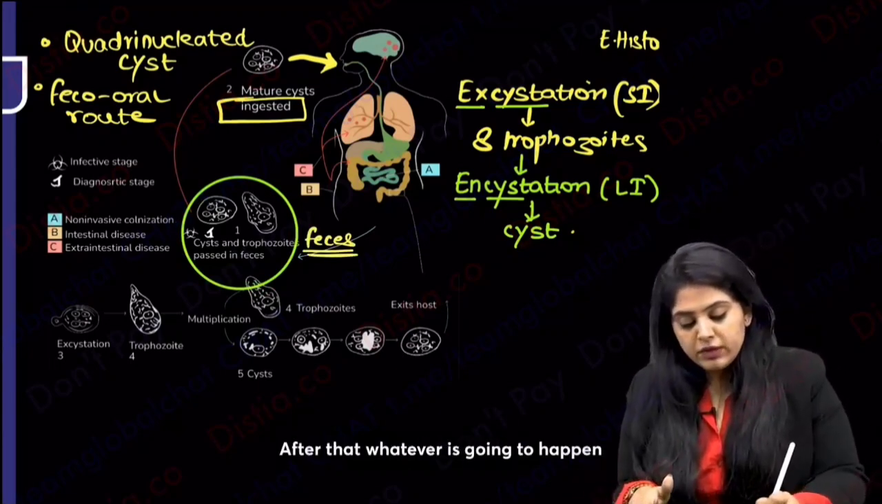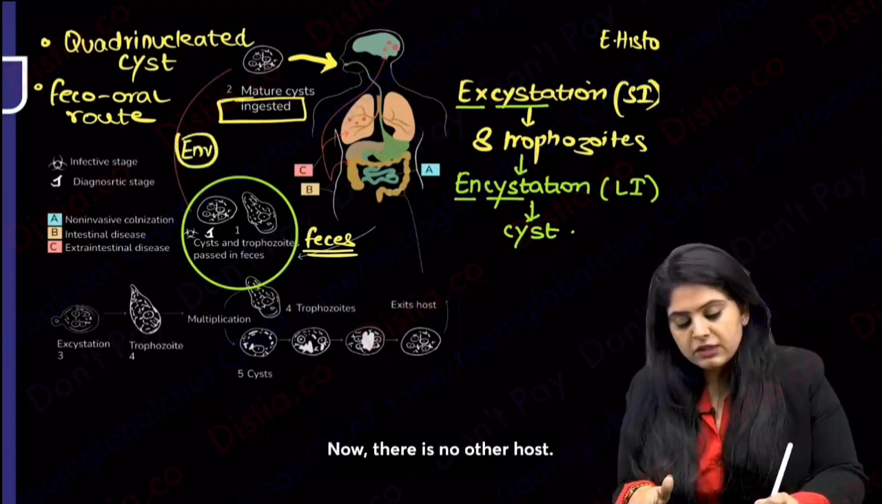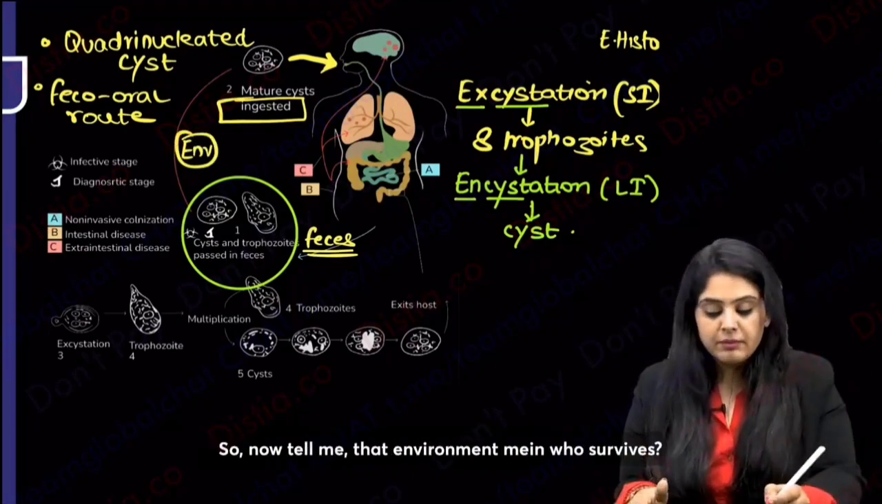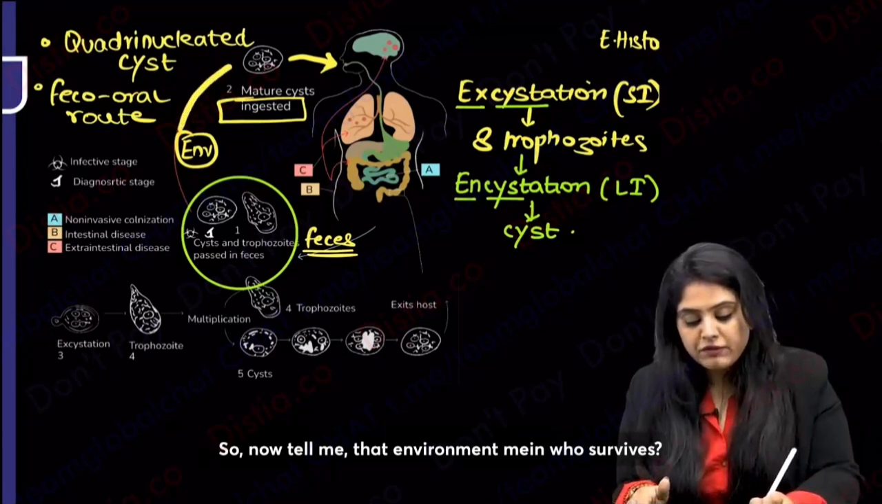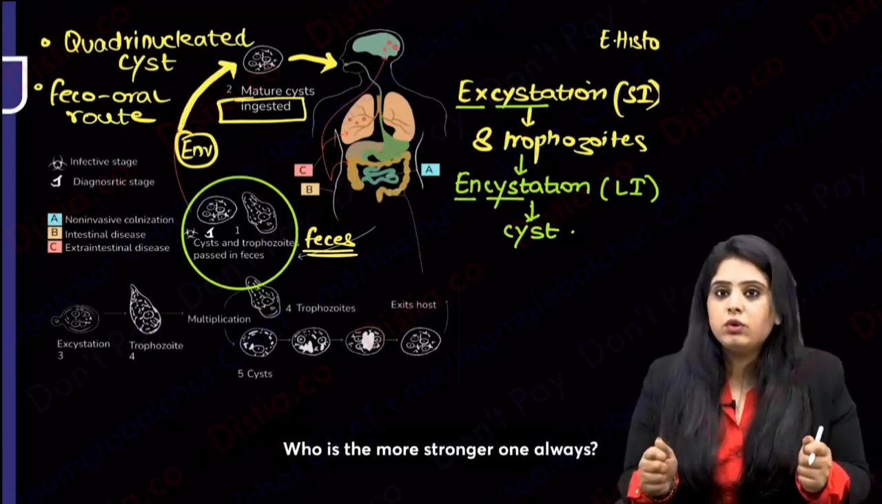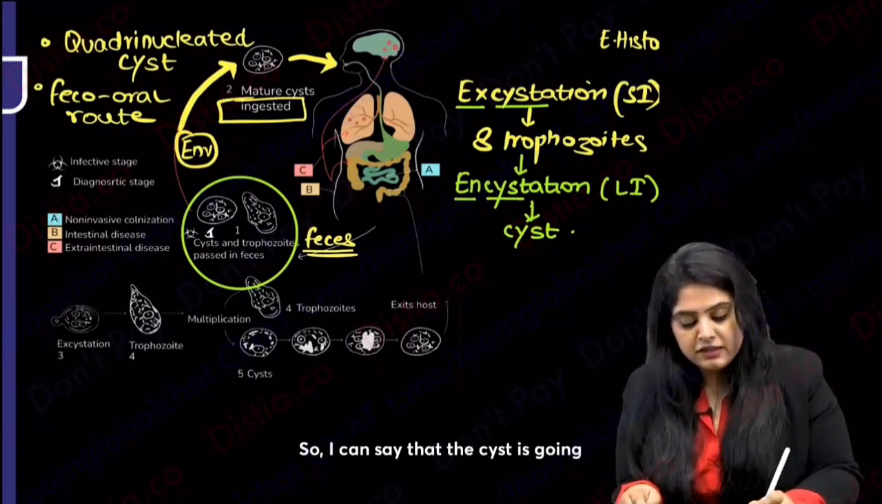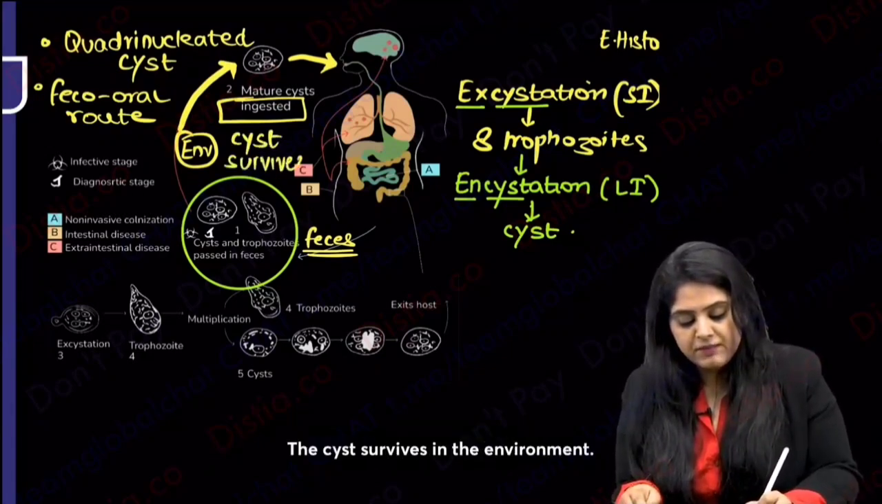After that, whatever is going to happen in the environment. Now, there's no other host. Whatever shall happen will happen in the environment. Hai na? So now tell me that in the environment, who survives? Who is the more stronger one always? Cyst is always stronger. So I can say that the cyst is going to survive in the environment.